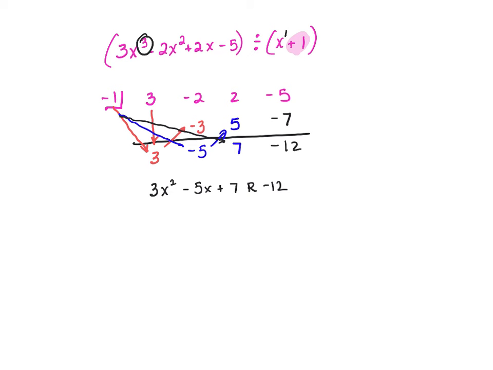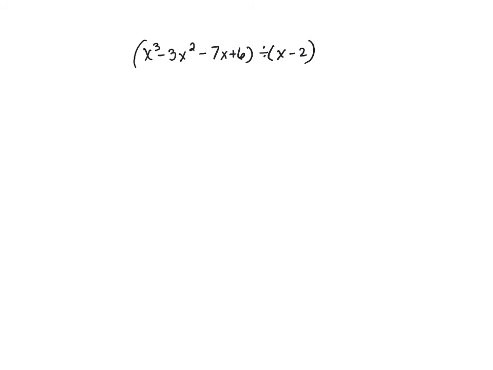Let's go ahead and look at another example. We can see we're dividing by a binomial here. It's got a 1 in front of the x, that's good. Alright, so we go, okay, what makes this 0? +2 would. So we put a 2 in the little box here. Write down the coefficients. We have 1x cubed, -3x squared, -7x, then our constant. Skip a line, draw a line.